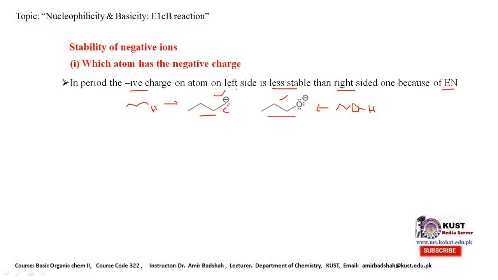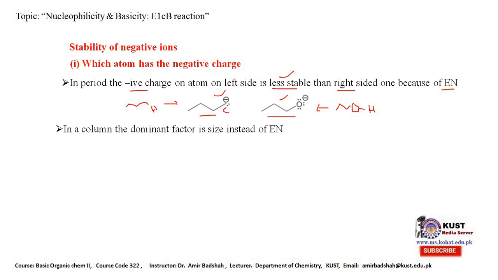As we have mentioned here, it depends on the position of the element in the period. Carbon is present on the left side in the periodic table, and oxygen is present on the right side. So the element which has the negative charge and is present on the left side will be less stable. What's the reason? The reason is electronegativity, because carbon is less electronegative than oxygen.